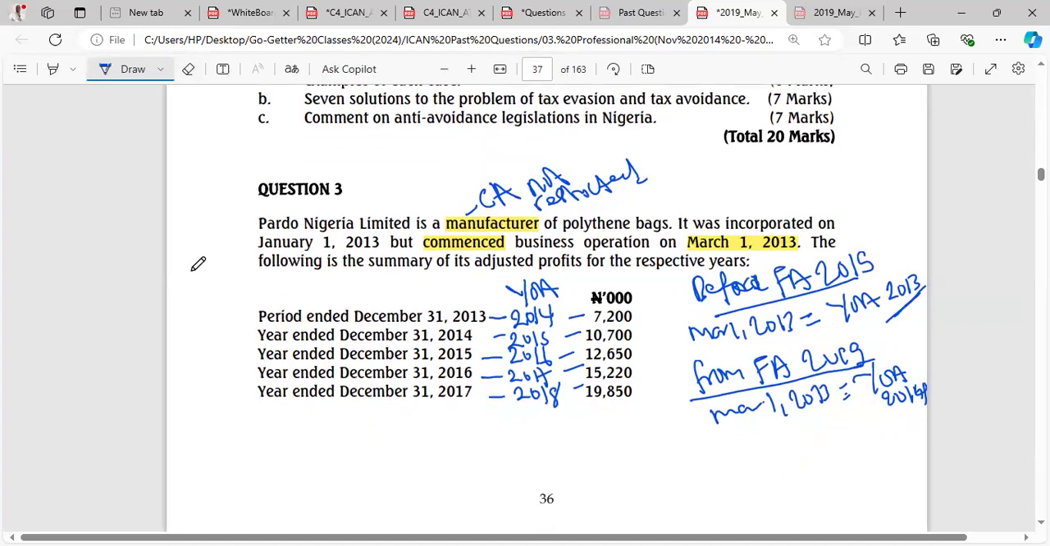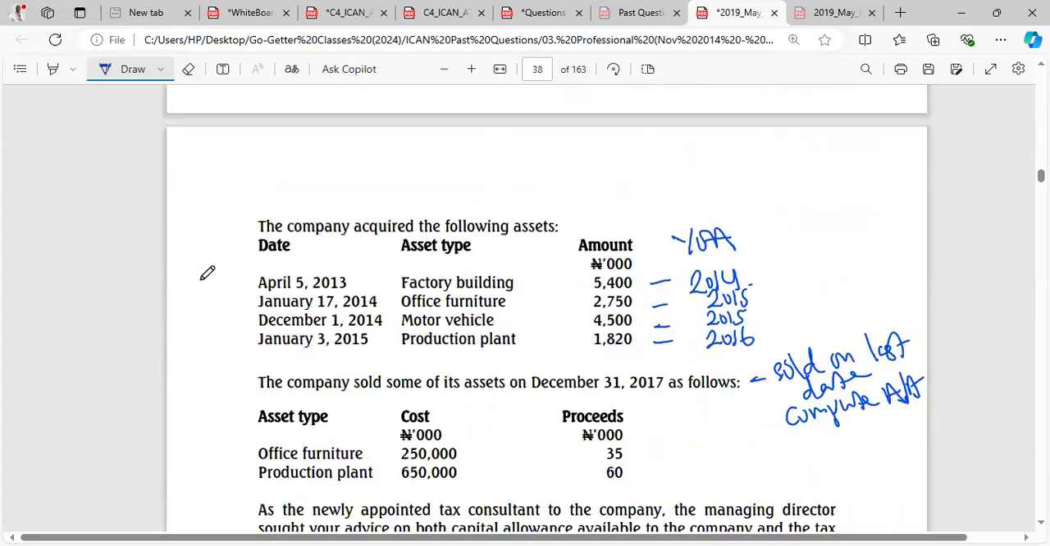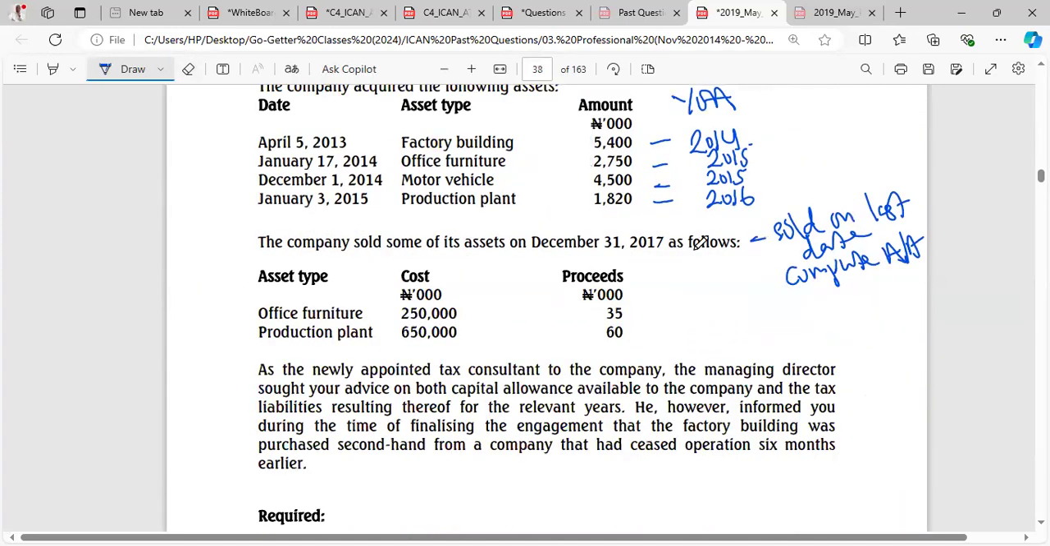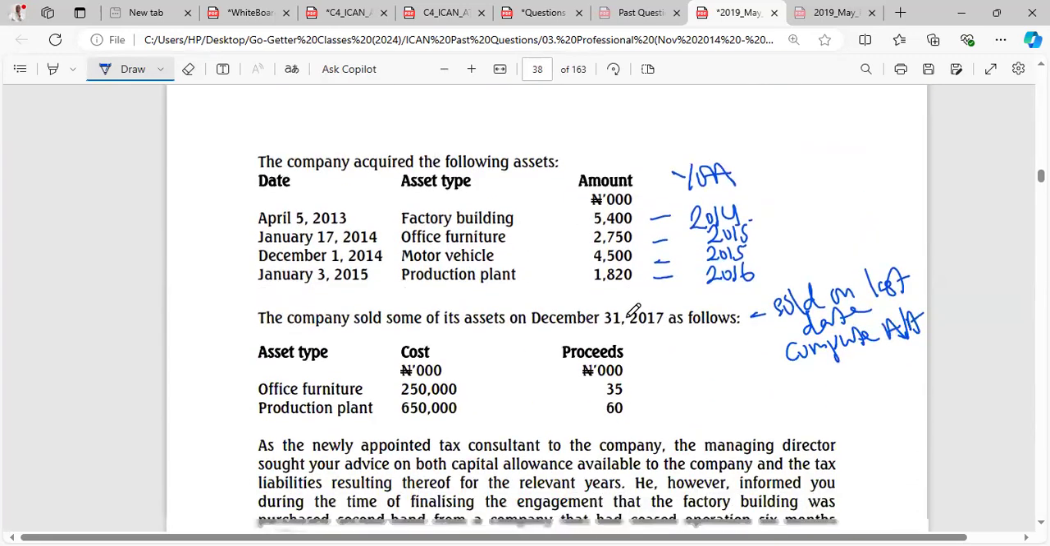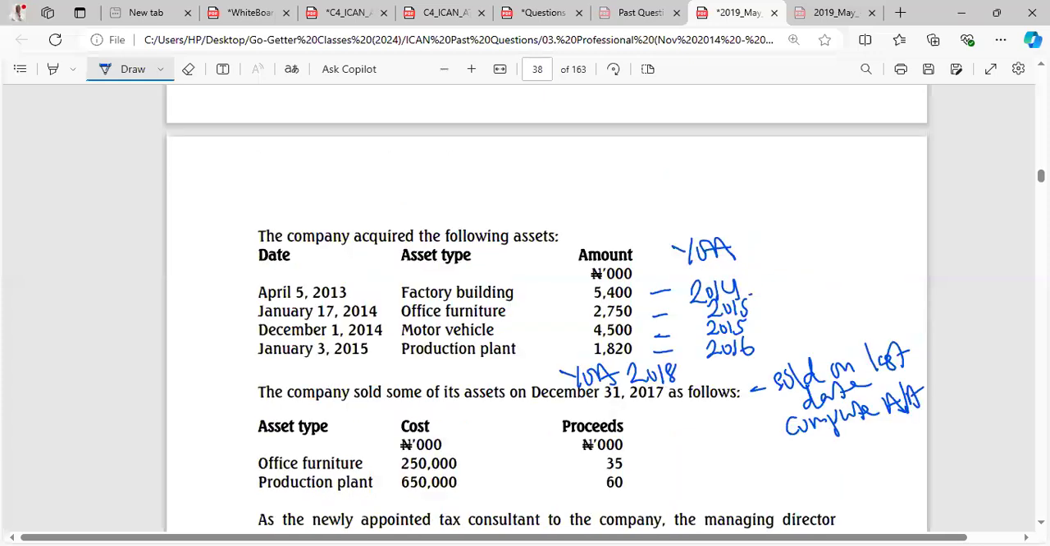All right, so the company sold some of these assets. So how many? This is 2018 year of assessment. So this is year of assessment 2018.